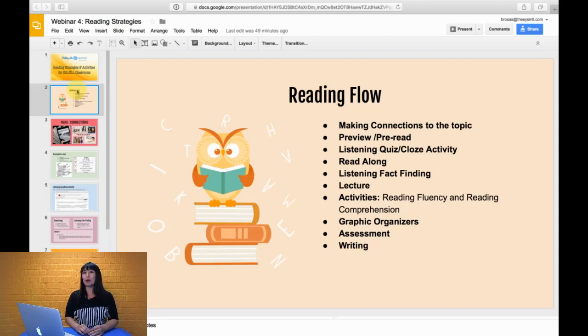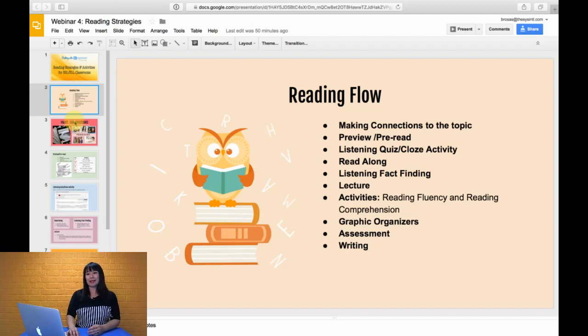So today we're going to talk a lot about reading fluency and reading comprehension activities that you can do in your classrooms, hopefully even today or tomorrow, that will help promote fluency and comprehension with your students. Then we move on to graphic organizers, and then the students' least favorite part, assessment. We will talk about different ways you can give assessments, different types of questioning, and then we'll end with writing.